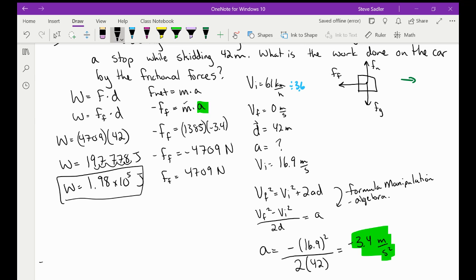5 joules. That's a bit of a long one, but it's got a little bit of kinematics. It's got some dynamics, and it's got some work. So that's a good one.